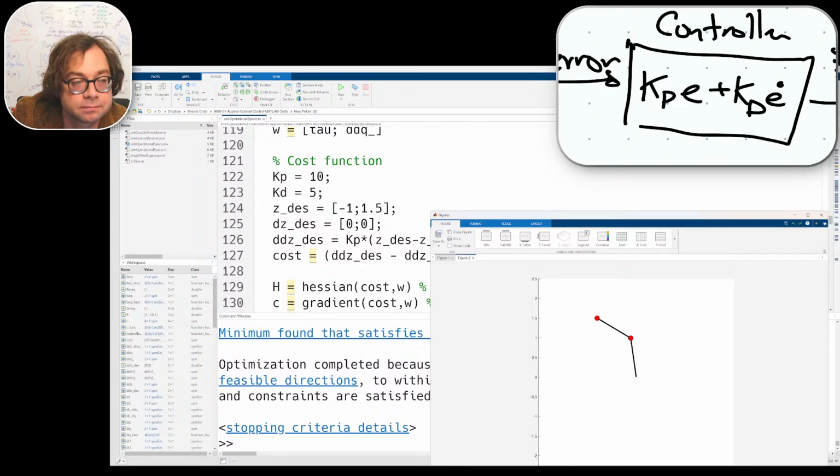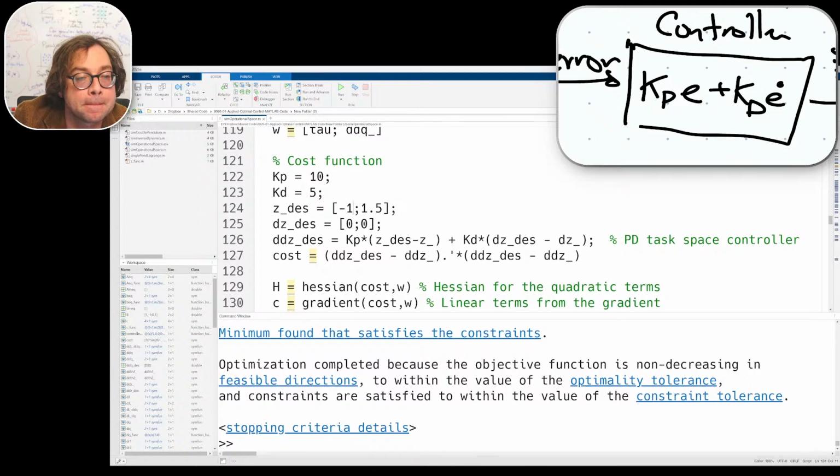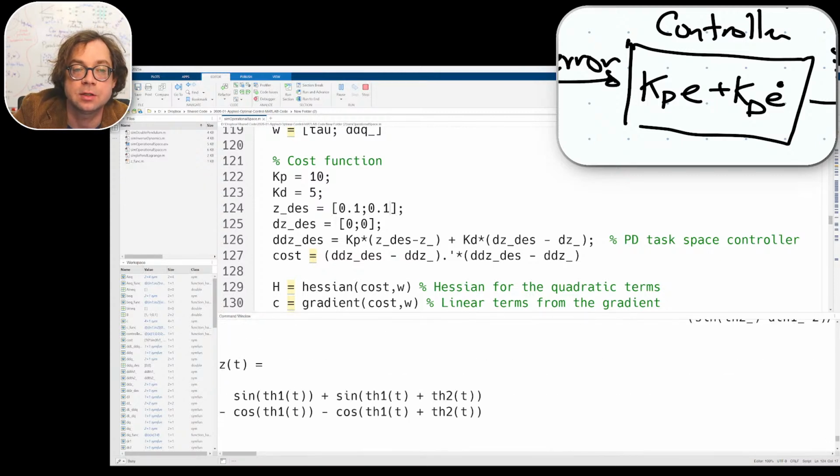I'm going to go to 0.1, 0.1. I'm going to have it try to bend in on itself. See what happens. What are you going to do, my friend? You bend in on yourself.